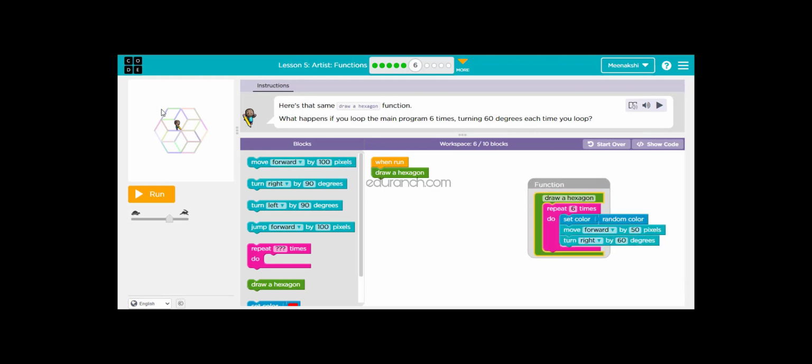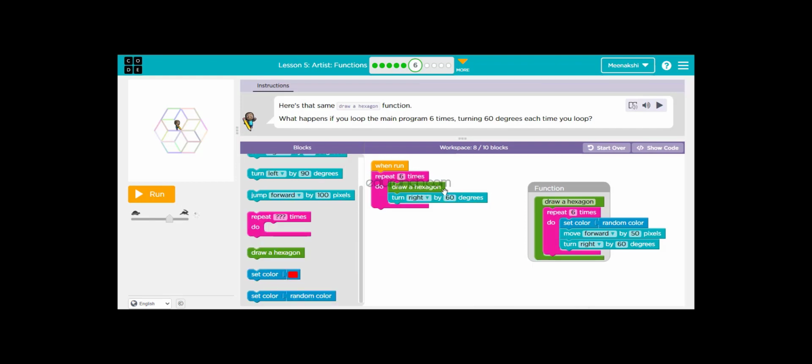So we have to just draw hexagons here and turn at a certain angle. We have to turn about 60 degrees, most probably, and we have to turn right. So we are going to turn right by 60 degrees. We're going to draw a hexagon and repeat it 6 times. We don't need a forward block here because the hexagons are side by side and they are not far apart.